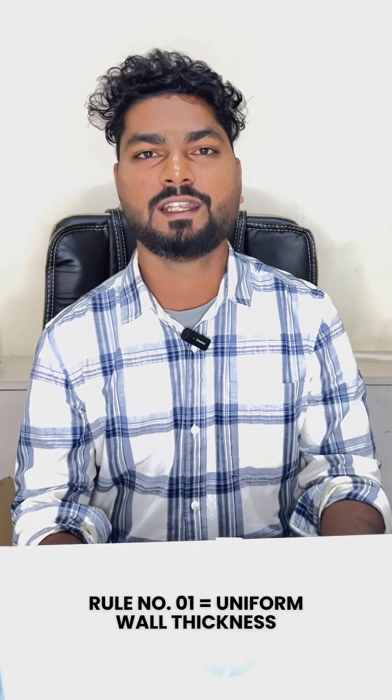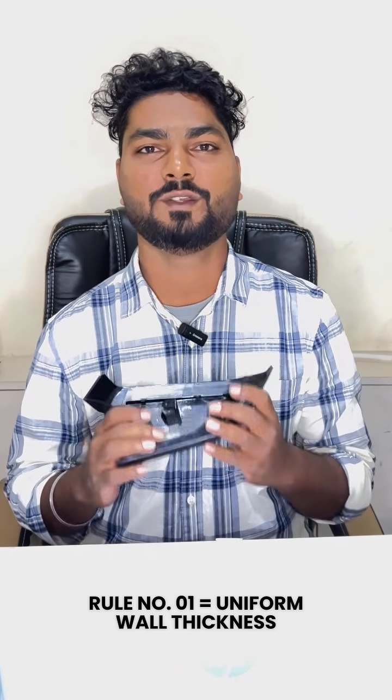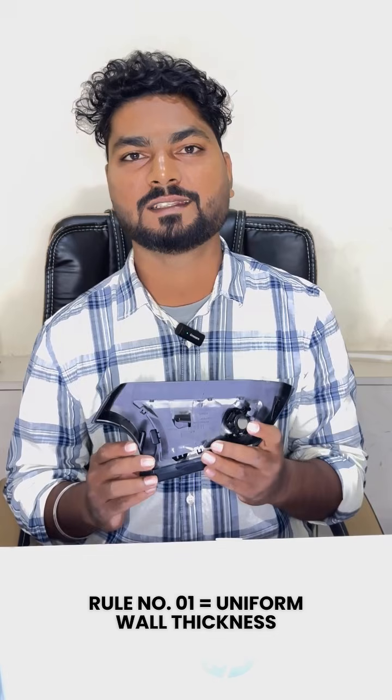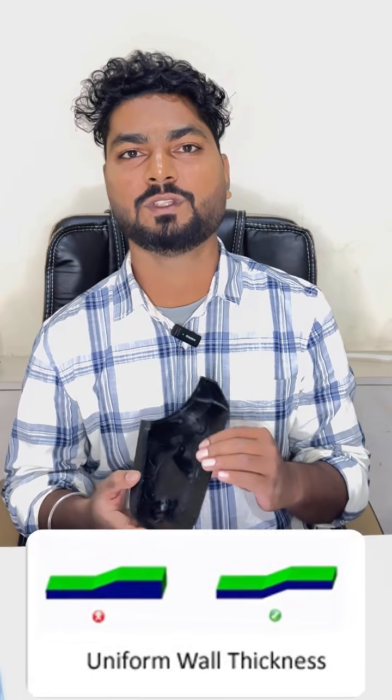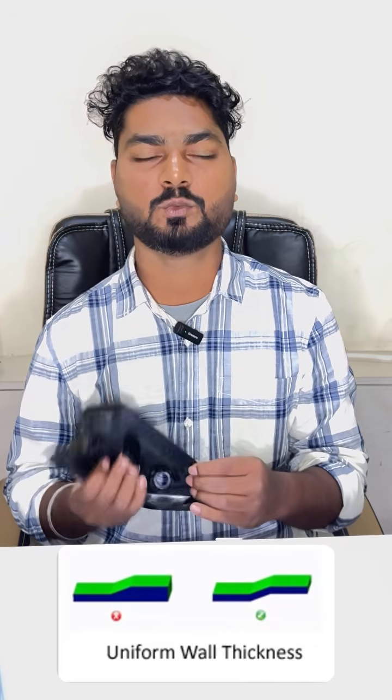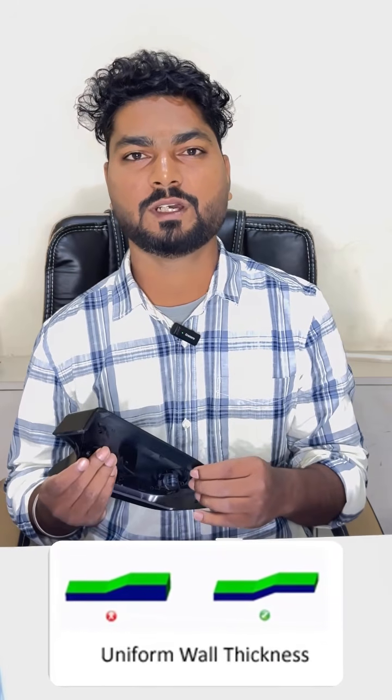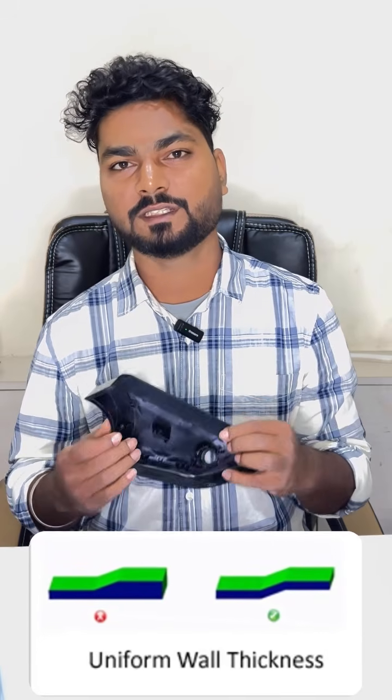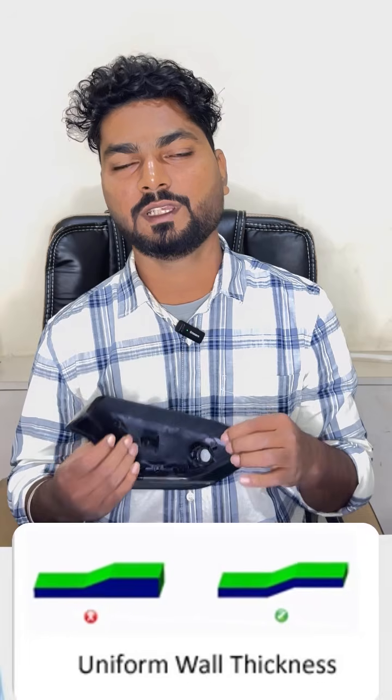In the DFM guidelines, rule number one is to maintain uniform wall thickness. Let's suppose this is a plastic part. When we are designing it, we maintain uniform wall thickness. Let's suppose this part has a 2.5 mm thickness requirement. When we offset the surfaces, we offset uniformly, and then we maintain proper uniform wall thickness. Anywhere I check the part, we get the same thickness, and it helps us avoid plastic defects like sink marks and warpage.